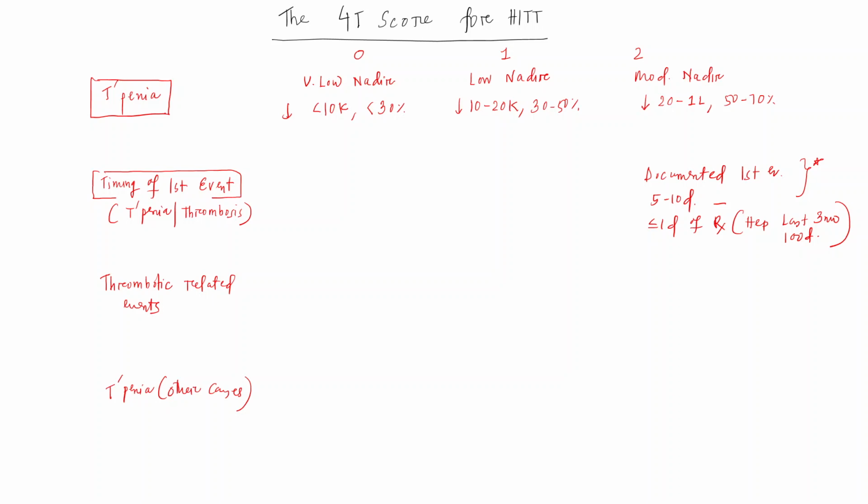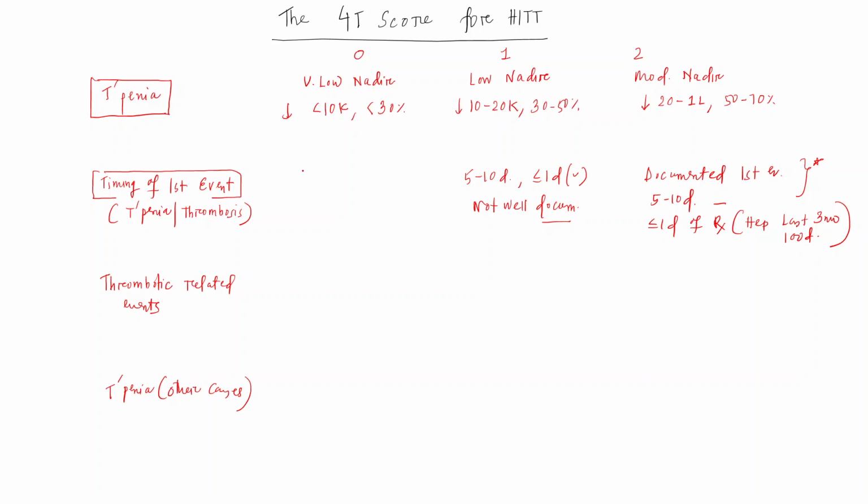Then if the event happens in the same period, 5 to 10 days after therapy, or within 1 day of therapy if the patient is already exposed, however the episode is not well documented, meaning you are not sure about the episode during this period, that is given a score of 1. So the time period is the same: if it is documented, score 2; if it is not well documented, score 1.